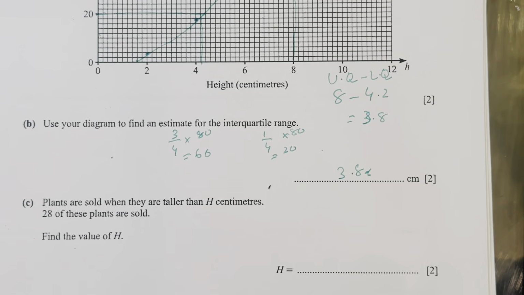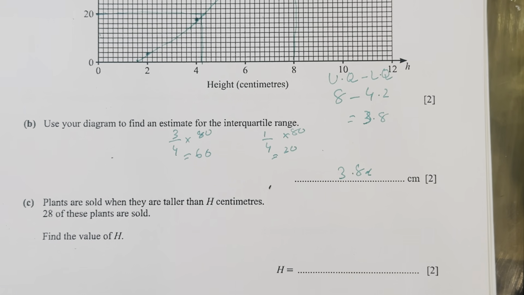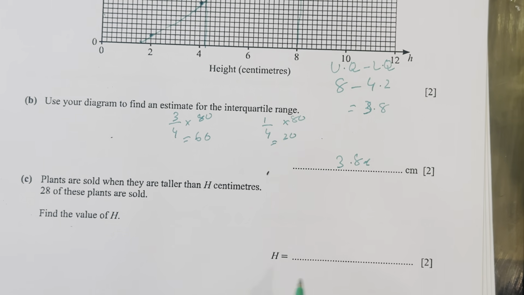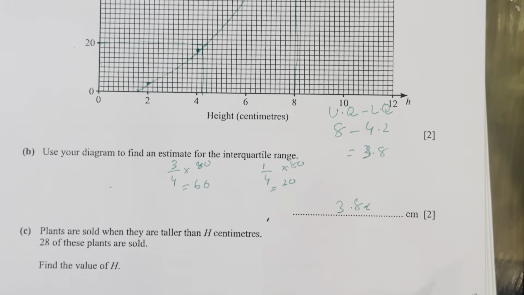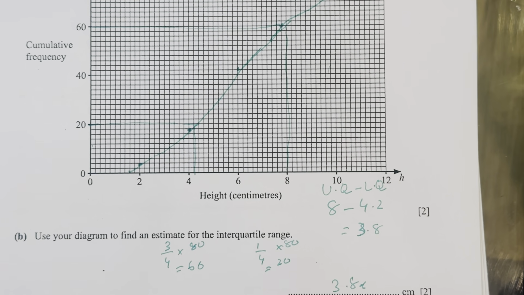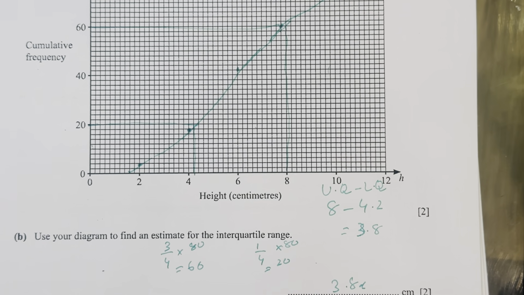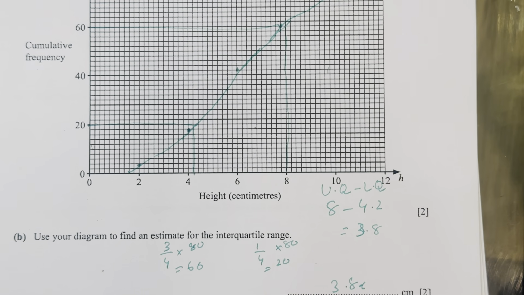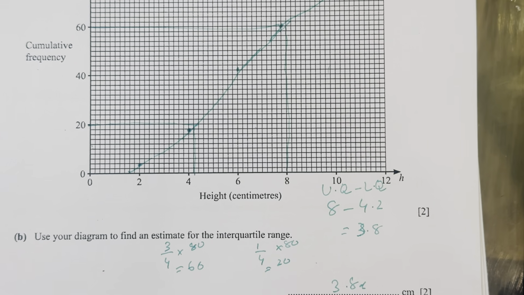Now the next part is part C. Plants are sold when they are taller than h centimeters. 28 of these plants are sold. Find the value of h. Okay, we know that plants are sold when they are taller than h centimeters, and 28 of these plants are sold.